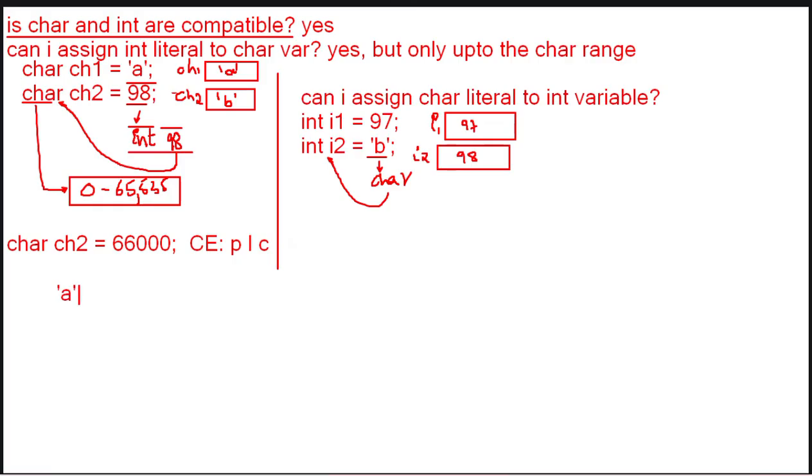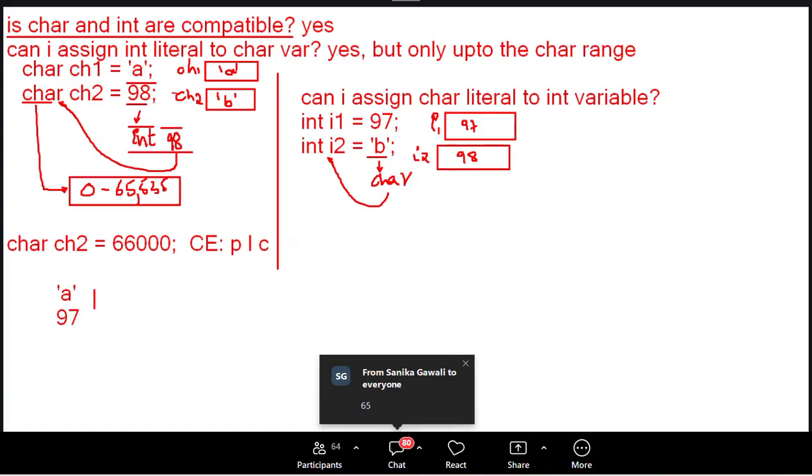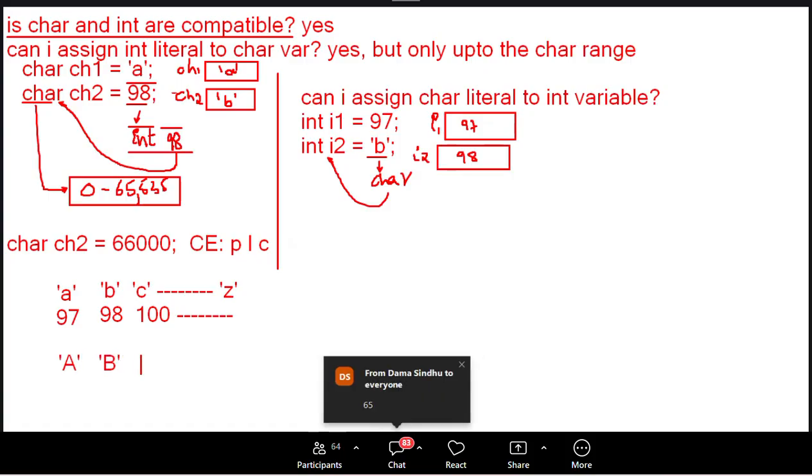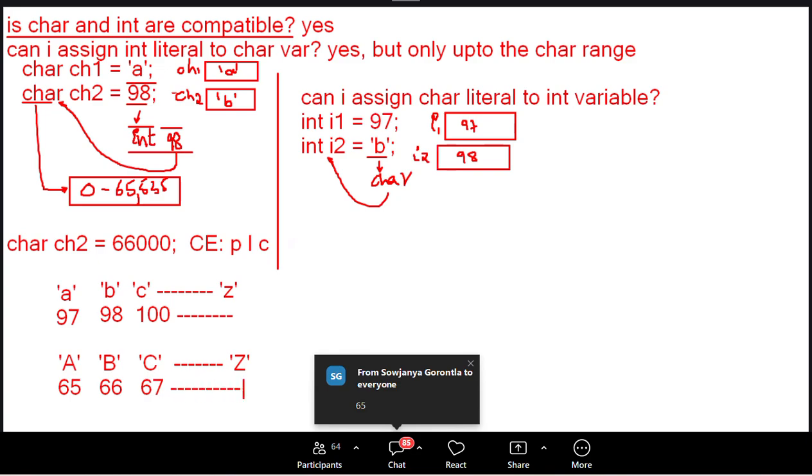Single quote A, number is what? 97. Okay. Single quote B, single quote C, dot, single quote Z. Now, here it is number 98. Its number is what? 100. Like that, dot, you have to remember. Next, single quote capital A, single quote capital B, single quote capital C, and dot, single quote capital Z. Single quote capital A number is what? 65, 66, and then what? 67, dot, capital Z 26.